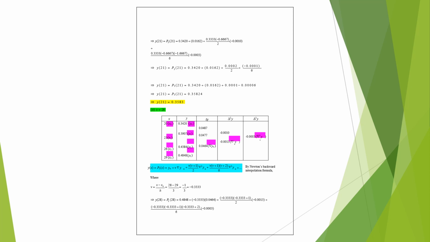Next one we go for Newton's backward interpolation formula. Here given that we find out the value of y at x equal to 28. Here the value x equal to 28 lies in the backward part of the table, so we have to use the backward interpolation formula. So first we form the difference table, similarly to Newton's forward difference table.